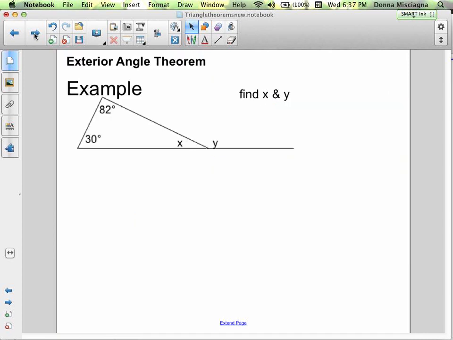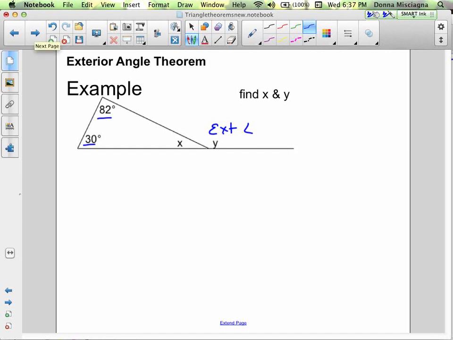Right, this one I believe is in your notes. So we want to find Y. Y is an exterior angle, and that means it's going to be equal to the sum of these two non-adjacent angles. So that means Y will equal 30 plus 82, which is 112 degrees. That's all there is to it.